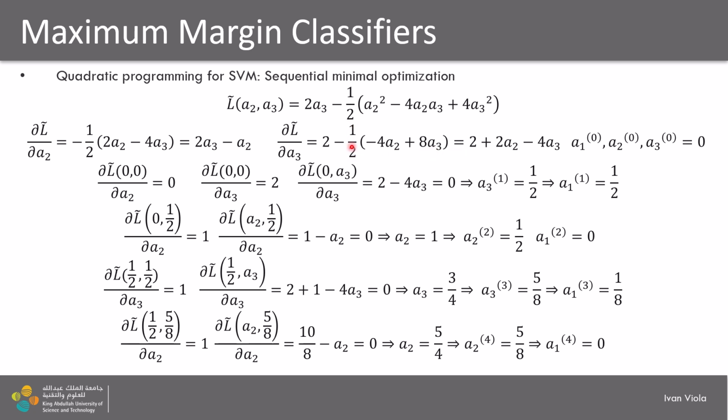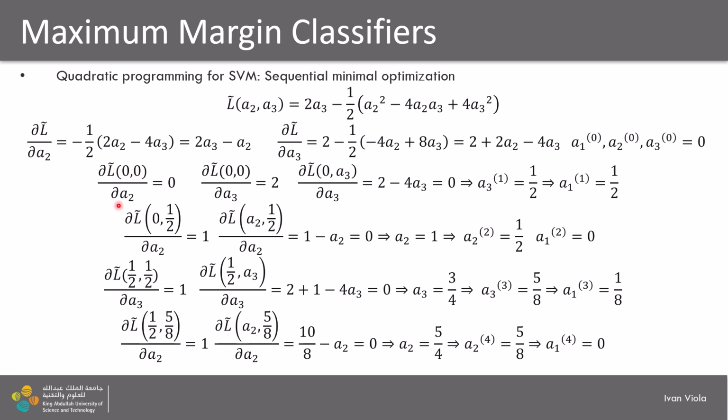So this times minus 1/2, we will end up in a formula where the Lagrangian partial derivative with respect to A3 is 2 plus 2A2 minus 4A3. And we will initialize our values of A1, A2, A3 with 0. So that's the 0th iteration. And we will perform the partial derivative with these values.